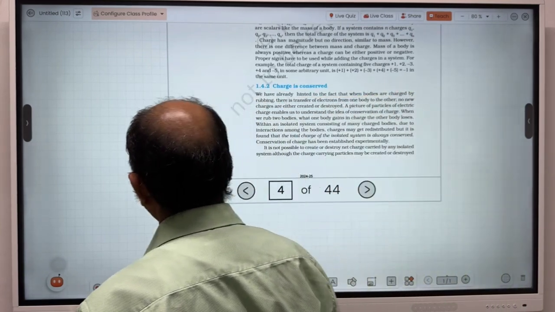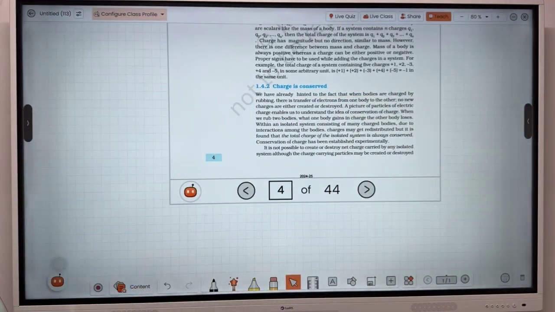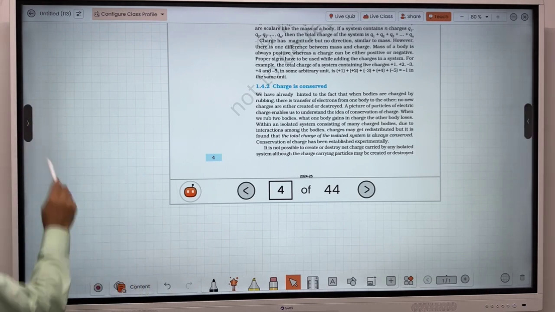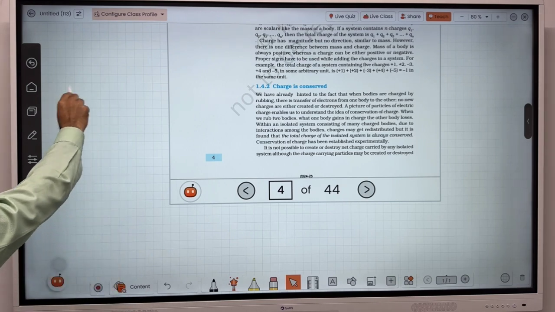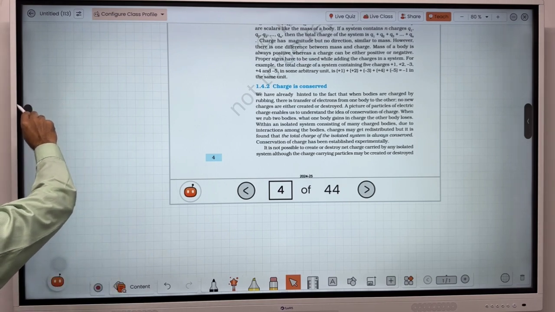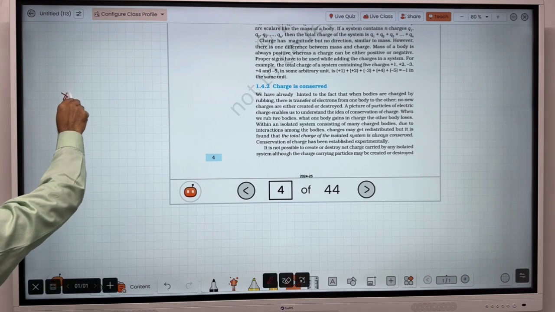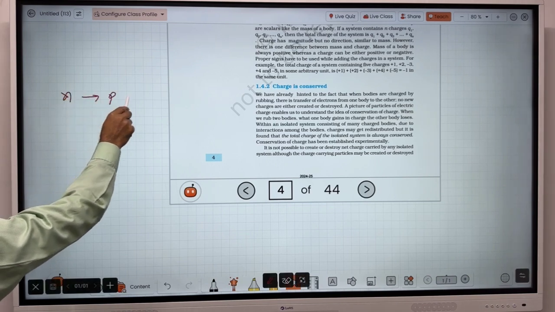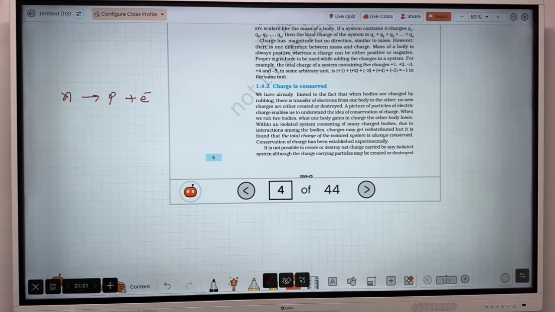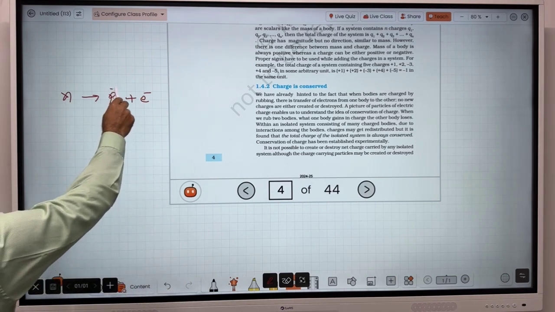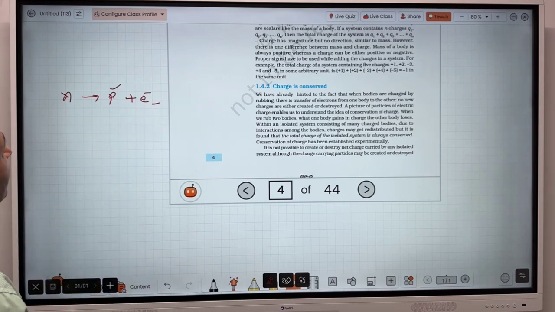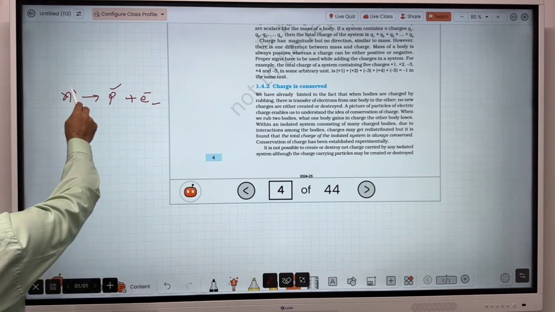Charge is conserved. Charge is conserved means the total charge on an isolated body remains the same. Suppose a neutron converts into a proton and an electron. Suppose you are given a neutron and it converts into a proton and an electron. So in that case also, what happens? Total positive charge on this and total negative charge on this will be the same as the charge on this.